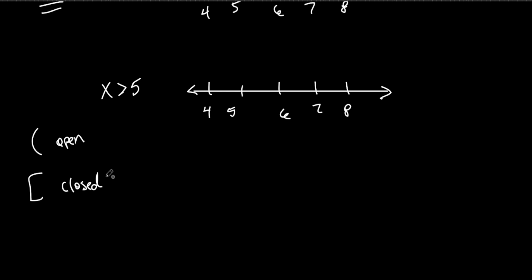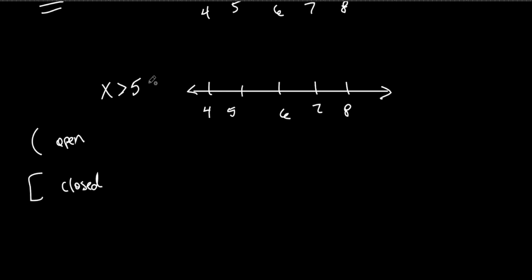Why open? Because it goes forever. You never get there, right? Closed means it stops right there. Is there any place on infinity where it stops? No, so we're not going to use a closed bracket. We're going to use the open parentheses. Make sense? Every time it keeps on going, like x is greater than 5, it goes forever and ever to the right. So when we do our interval notation, we're going to use a parentheses after infinity.